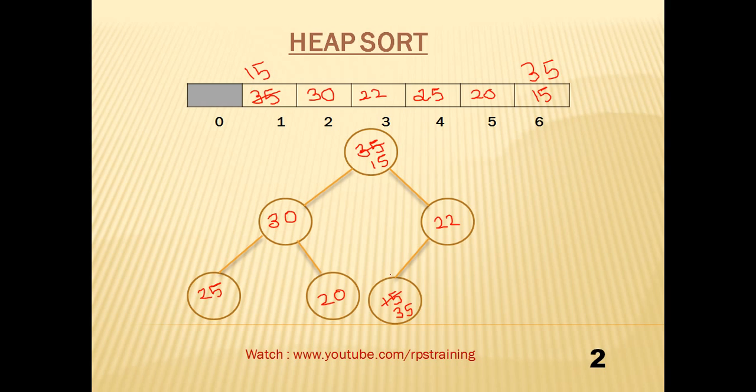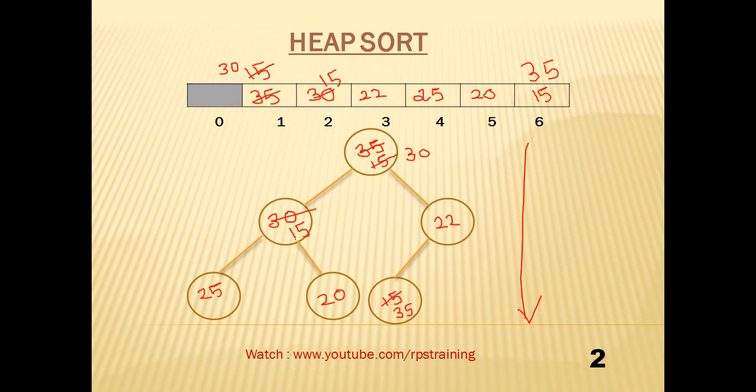Okay, and here we rearrange all items from top to bottom. 15 has two children, 30 and 22. The greater item is 30, so an interchange will be done here between 30 and 15. So it will be 30, it will be 15. It is 15, it will be 30.